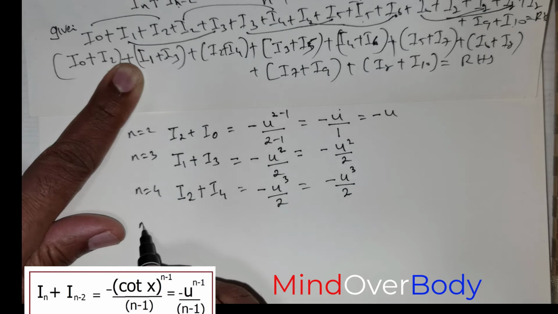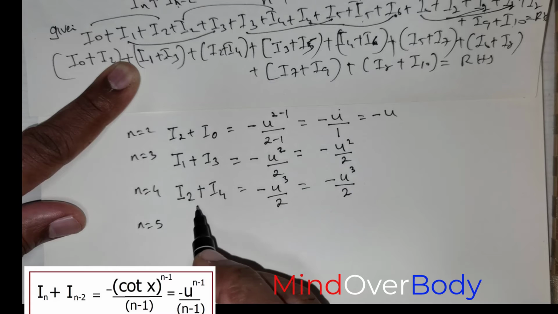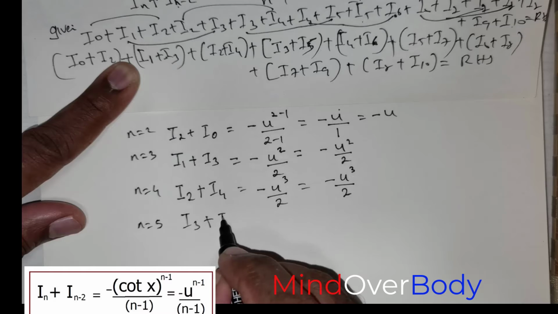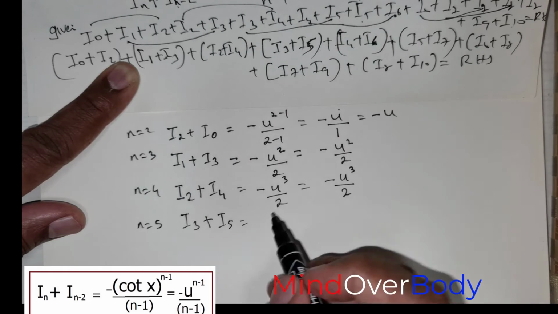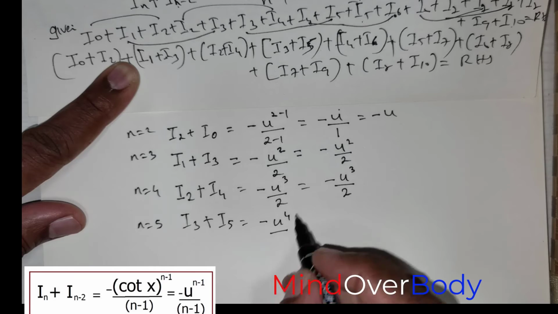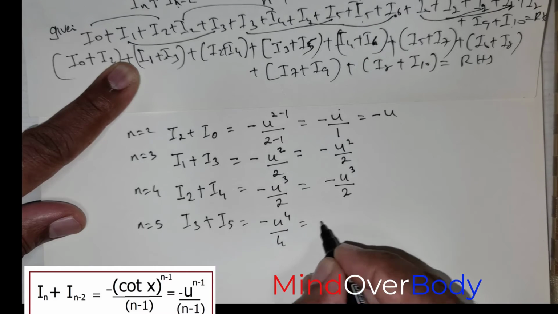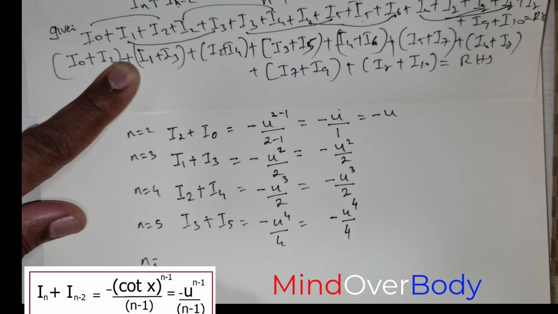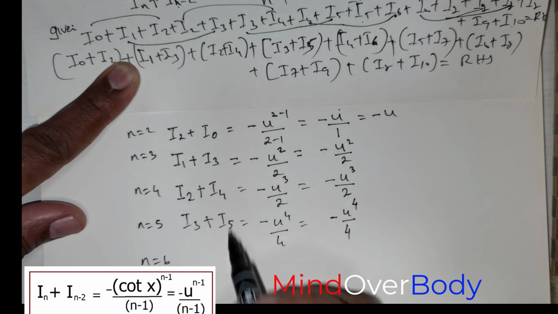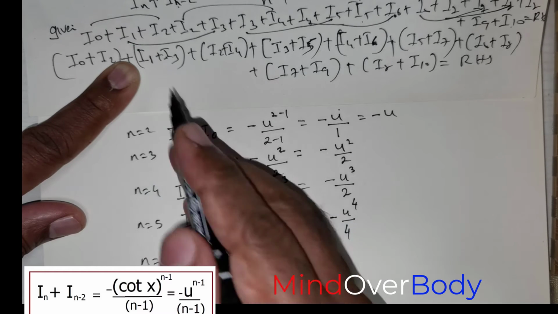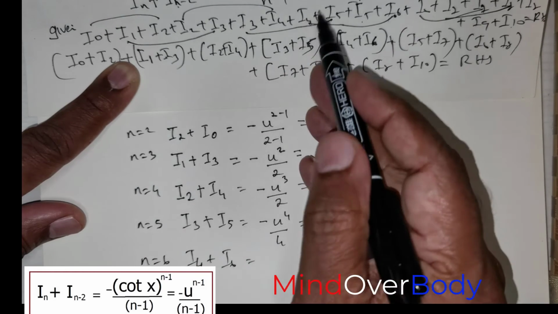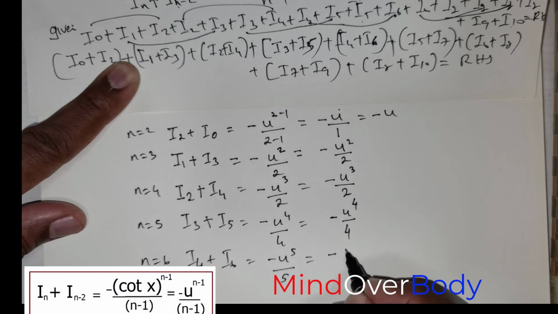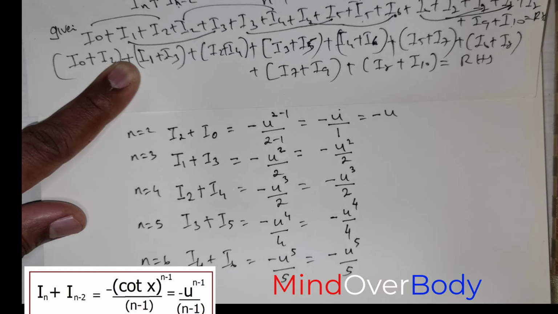Next, n is equal to 5. If I were to take n is equal to 5, I would get I3 positive I5 and negative of u4 divided by 5. 5 minus 1 is 4, so this is negative u raised to the power of 4 divided by 4. So next, n is equal to 6. 6 would give me 4 here, and I6, so n is equal to 6 would give me 5 and 5, so negative u raised to the power of 5 divided by 5.